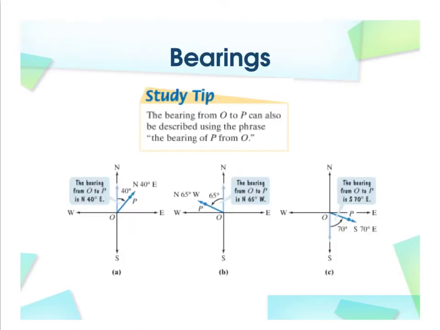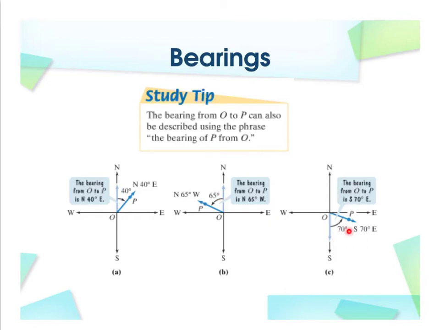All right, now let's talk about bearings. Bearings are interesting, okay? In navigation and surveying problems, the term bearing is used to specify the location of one point relative to another. The bearing from point O to P in these diagrams is the acute angle. Notice that all of these are acute angles.